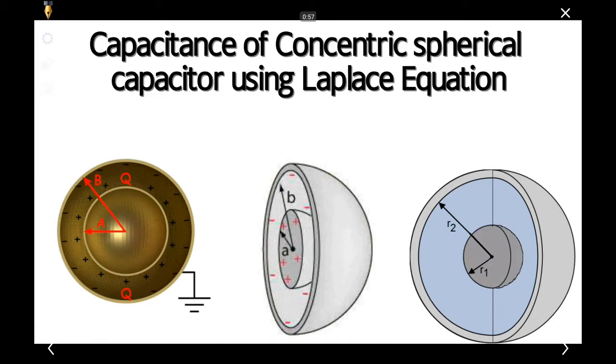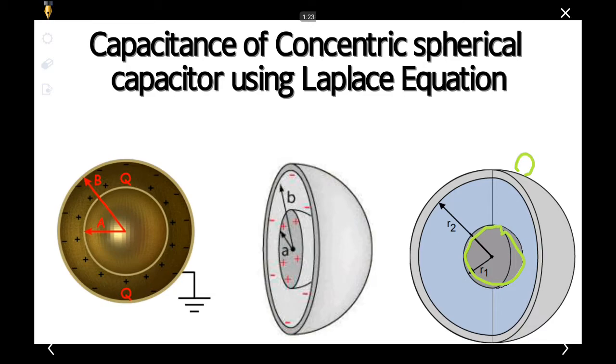Using this diagram, we can see the capacitance of a concentric spherical capacitor using the Laplace equation. What is concentric spherical? If we have a small ball inside a big ball, it is called concentric. You can see this: here we have a small ball inside a big ball. So that is called a concentric sphere.